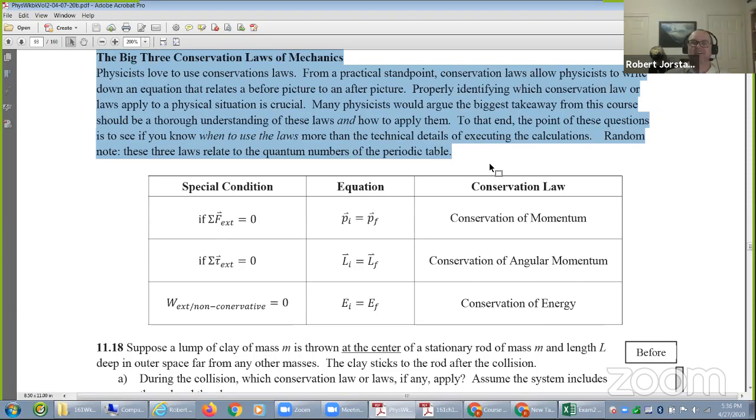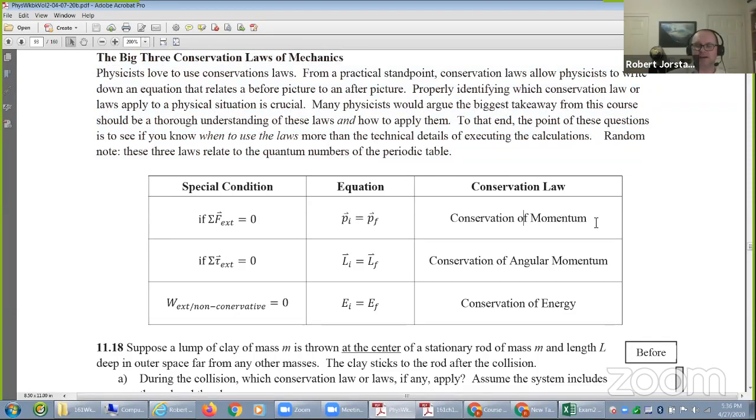So the idea is, if you want to use a conservation law, you make sure it's appropriate to use that. If you want to use this equation, make sure it's okay to use it before you do that. And if you could do that, that's a level up rather than just knowing how to do the math, right? You've got to know when it's okay to use these laws.